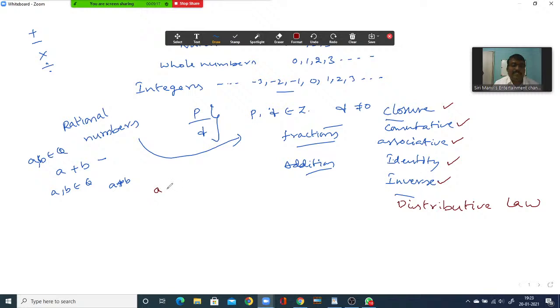So take three numbers A, B, C. First we take A, B. A and B are rational numbers, then A plus B is a rational number. That's why this is called the closure property. A plus B is equal to B plus A.